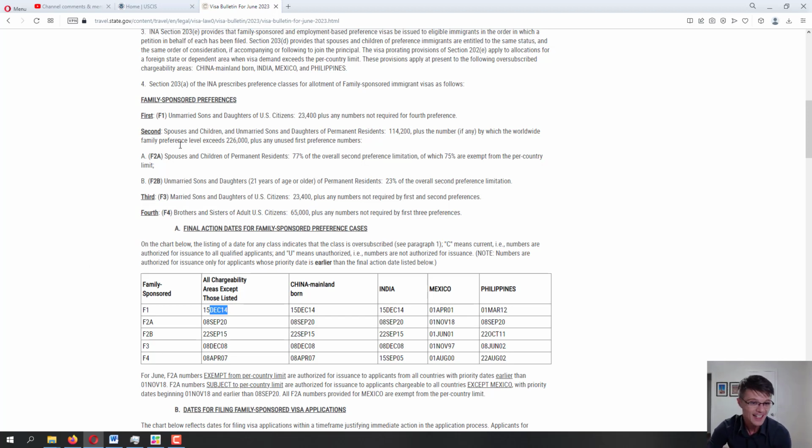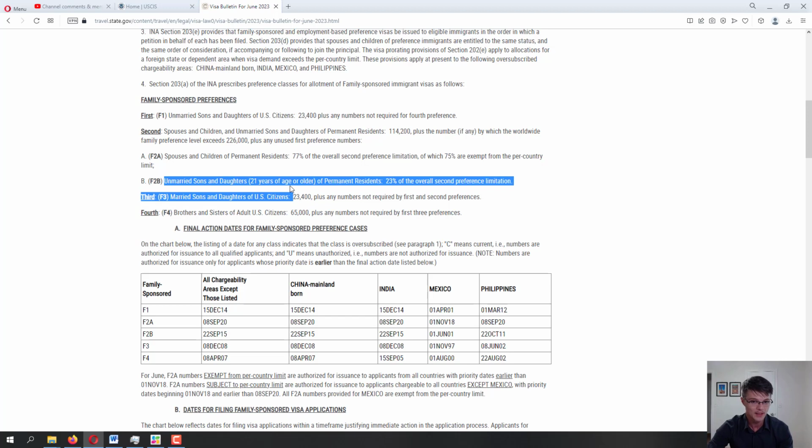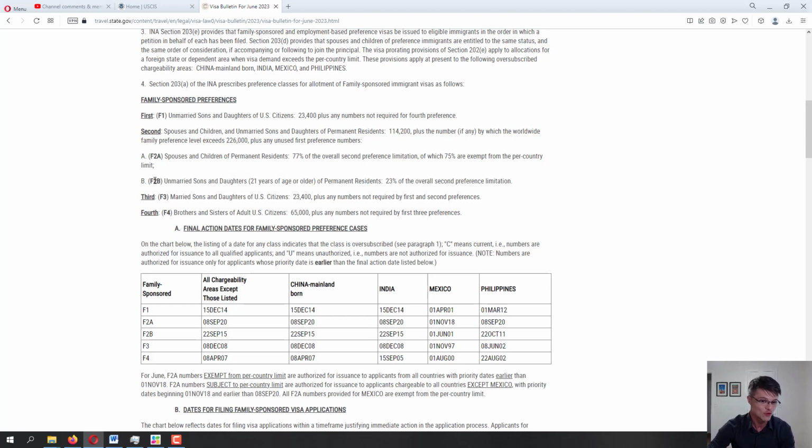For the second, F2A, spouses and children of permanent residents, spouses and children under 21, I don't think that's the case for you because this one is processed pretty quickly. So I'm thinking you are, again, unmarried sons and daughters 21 years of age or older, F2B category, and that is roughly, well, a little bit less, around 8 years.